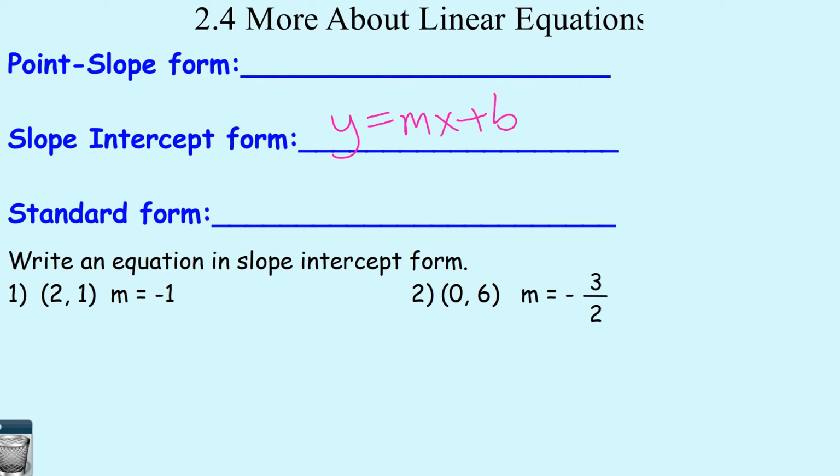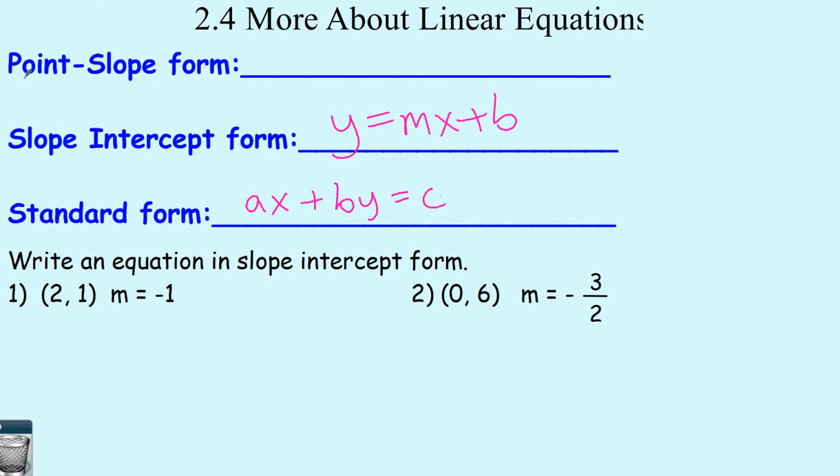Standard form, okay? That's, I don't know if you guys remember this, ax plus by equals c. Okay, a, b, and c are just coefficients, constants. They're not variables like x and y.